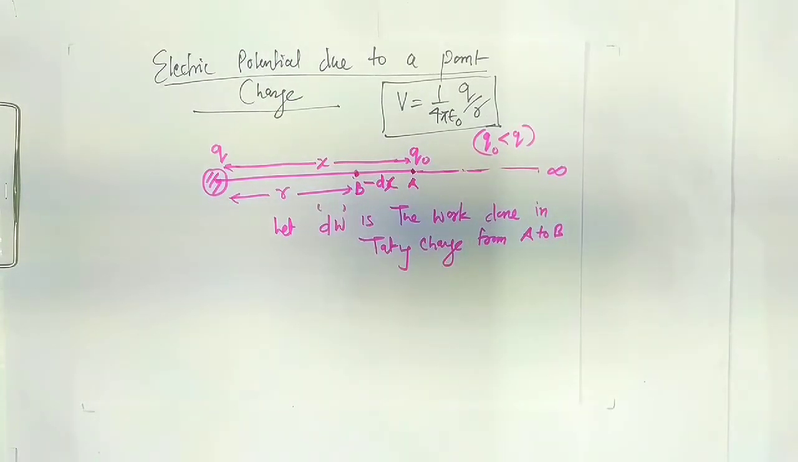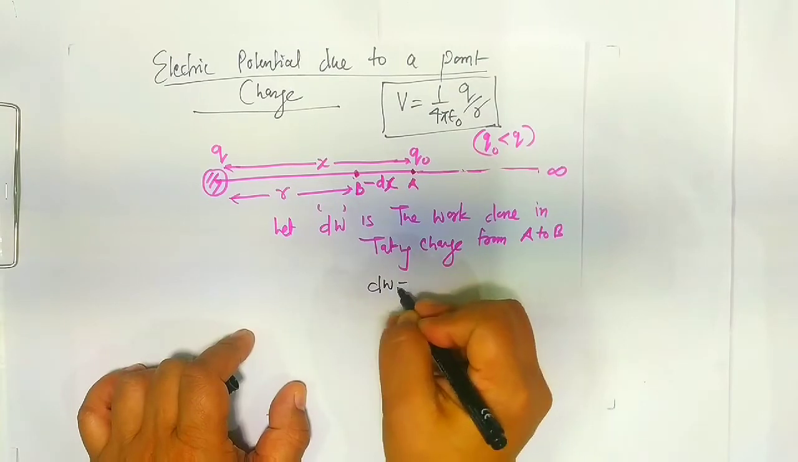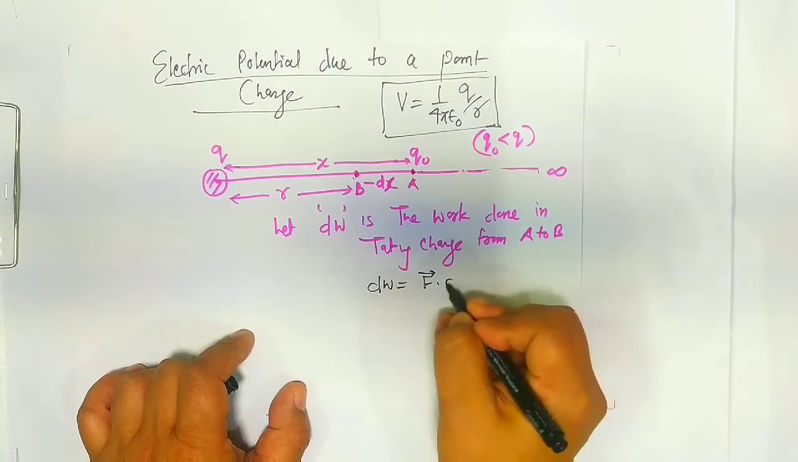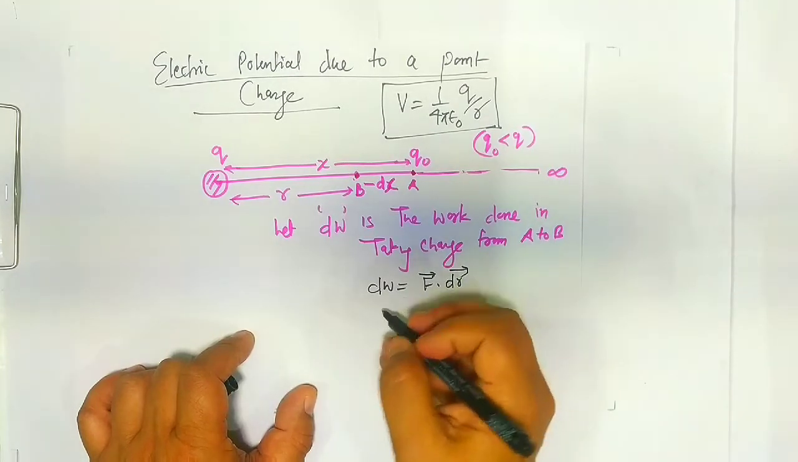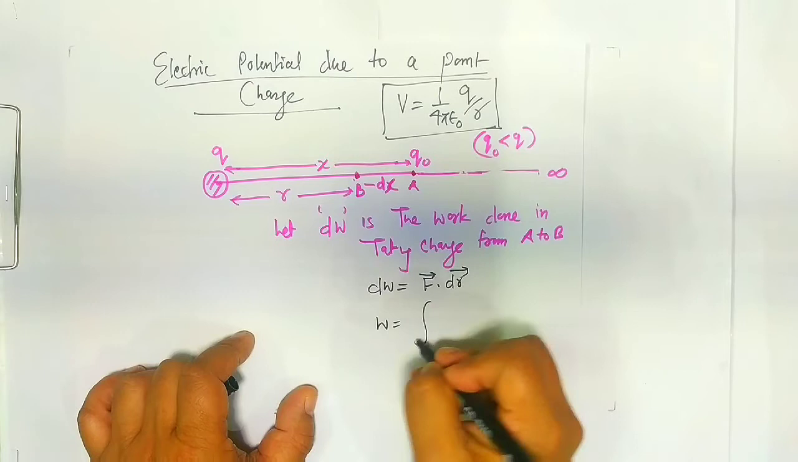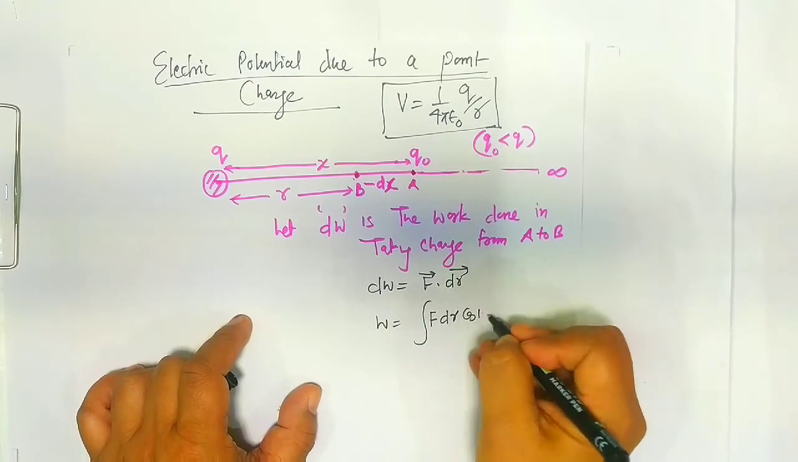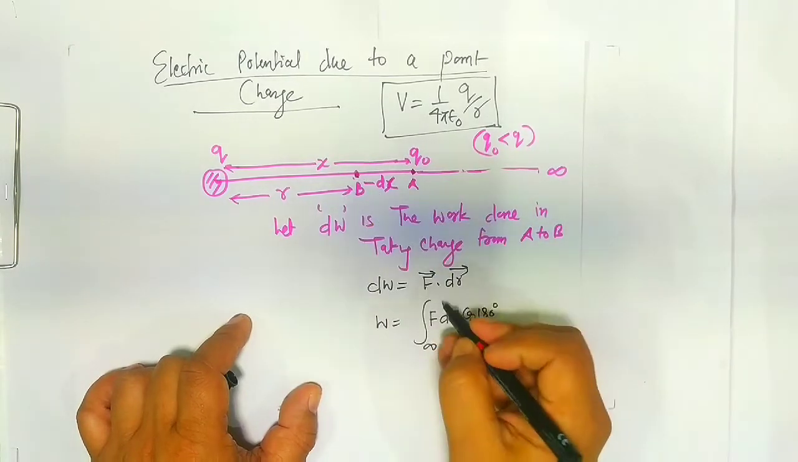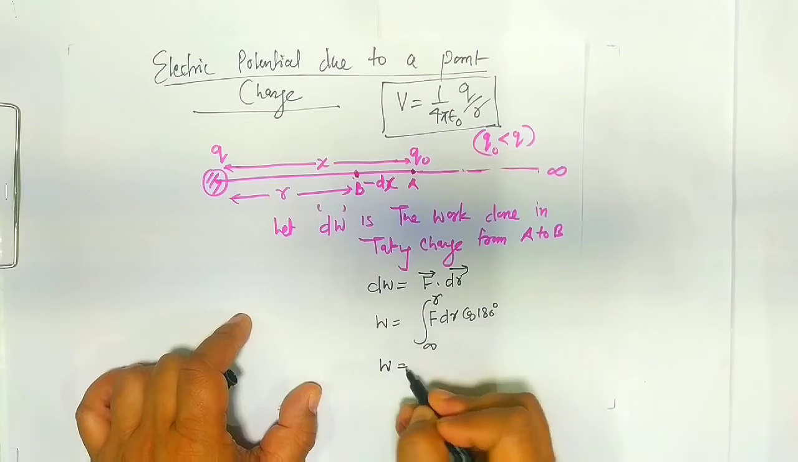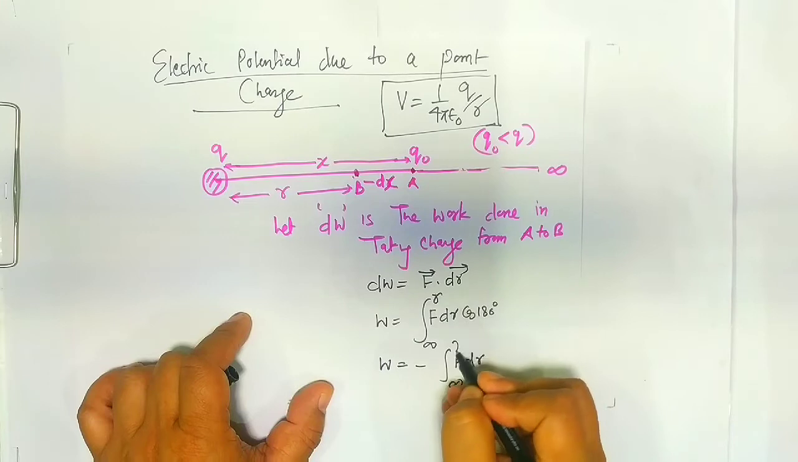So work done in taking a charge from A to B, and you know what is the work done? dW is F dot dr, and what will be the net work done? You know that W is the integration of F dr cos 180, and this is from infinity to this distance r, and remember it will be minus F dr from infinity to r.